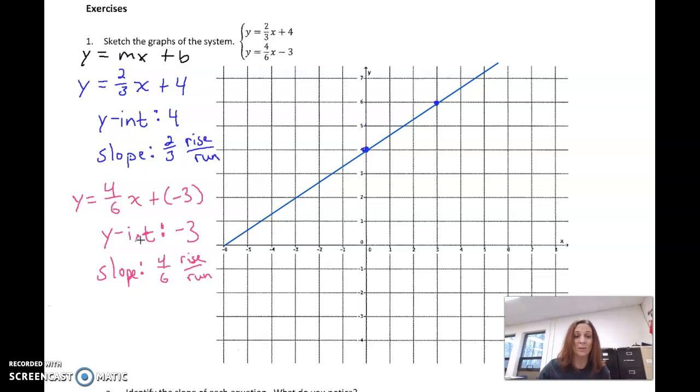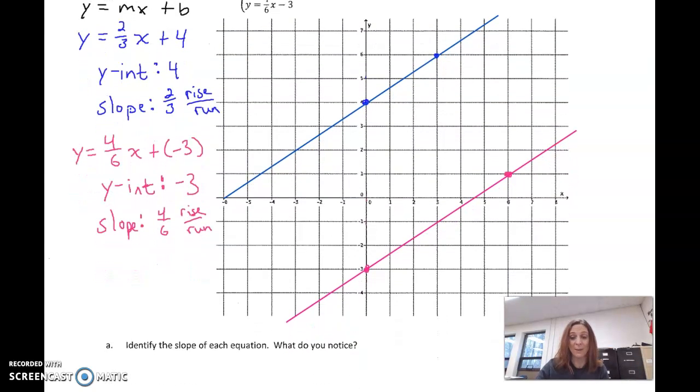So we're going to start by plotting our y-intercept. Go to my y-axis at negative 3, put a dot, and from here I'm going to rise 4: 1, 2, 3, 4, and run 6. Go to the right 6: 1, 2, 3, 4, 5, 6. Then I get my line, and run my line through it here. Okay, so that is sketching a linear system, looking for the intersection point, because remember the intersection point is the point that makes them both true statements.